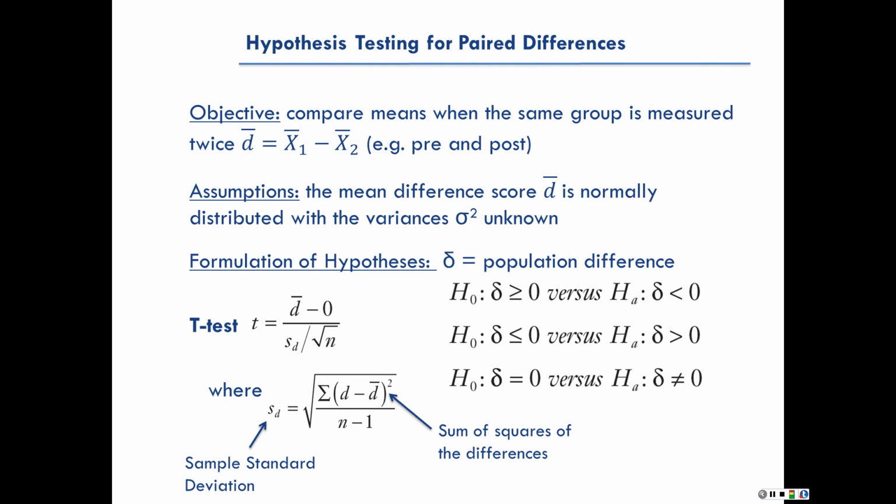So again, we can have three different kinds of hypotheses. One is that our alternate hypothesis is that the difference is less than 0, so our null would be that it's greater than or equal to 0.